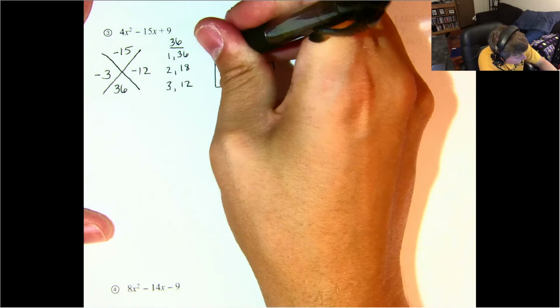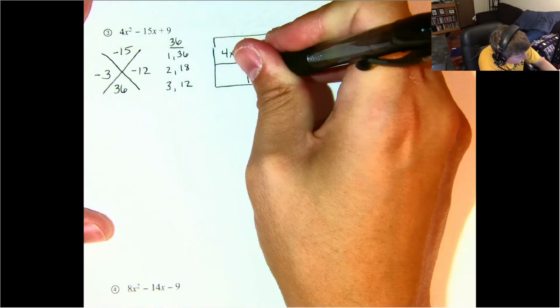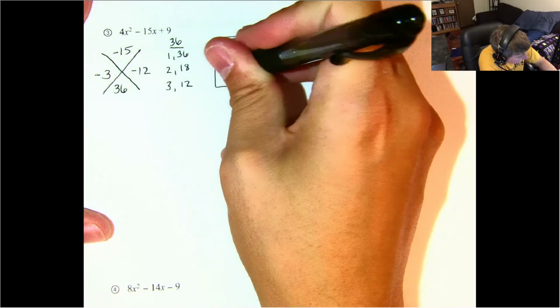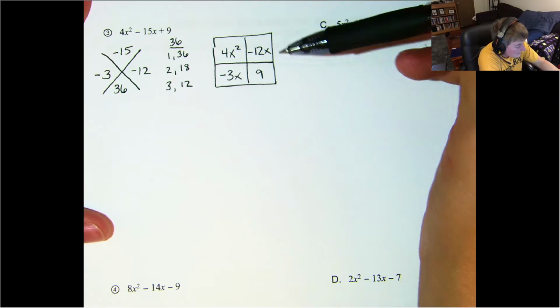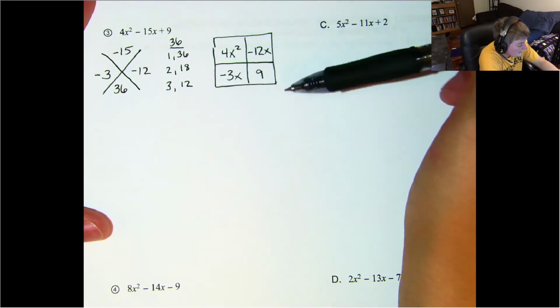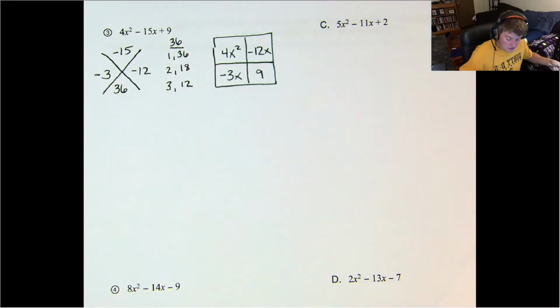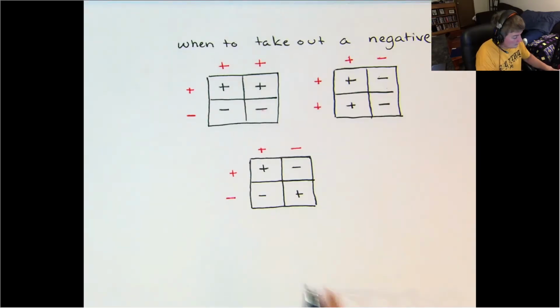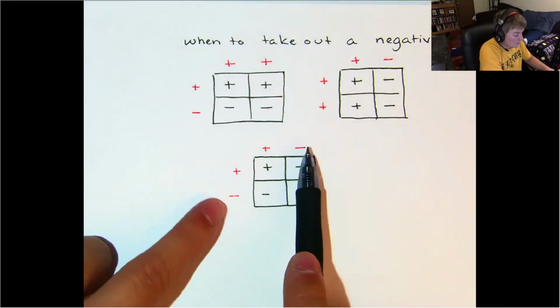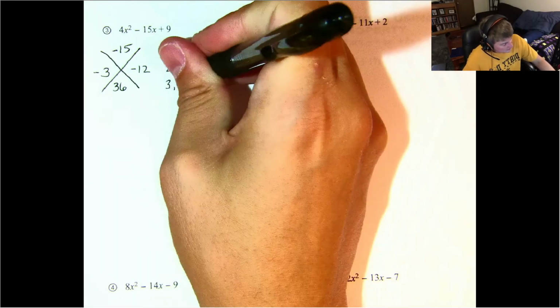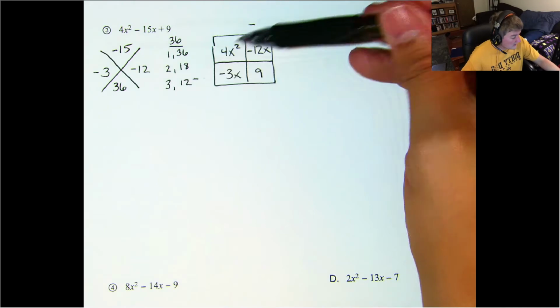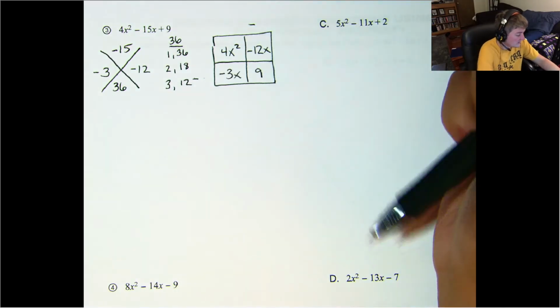Okay, I'm going to put 4x squared here. I'm going to put 9 here, negative 3x here, negative 12x here. Then I want to check where I'm going to take negatives. Well, I have negatives in each corner, so let's refer to our sheet here. Whenever I have negatives in each corner, I'm going to pull negatives out in each of those. So I'm going to take a negative out here and a negative out here. And this is why my negative times a negative will result in a positive.